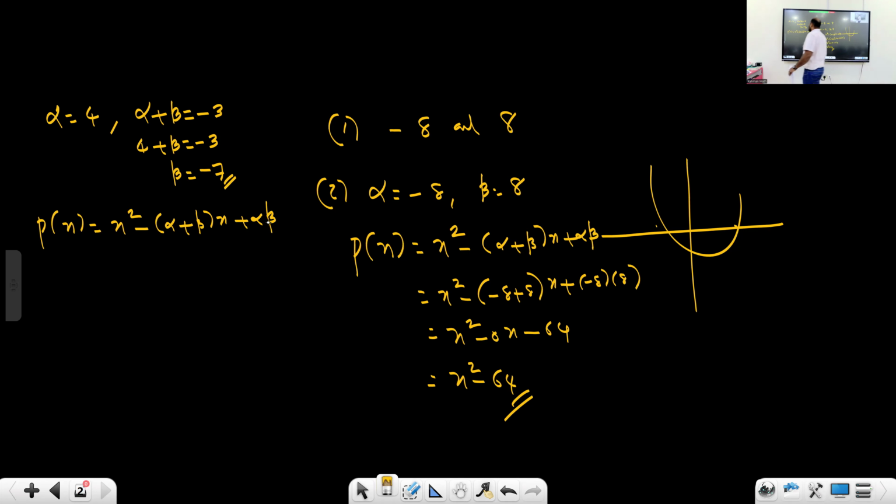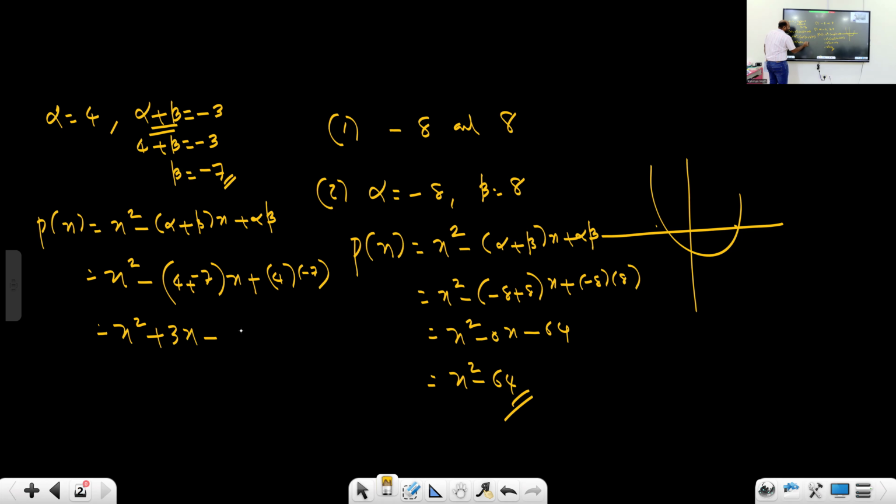What polynomial did you get? x square minus alpha plus beta, already given -3. Minus alpha plus beta. If you want, you can write 4 plus -7 or directly use the given value, plus alpha beta. Alpha beta is what? 4 into -7. So your answer is x square plus 3x minus 28 is the expression.